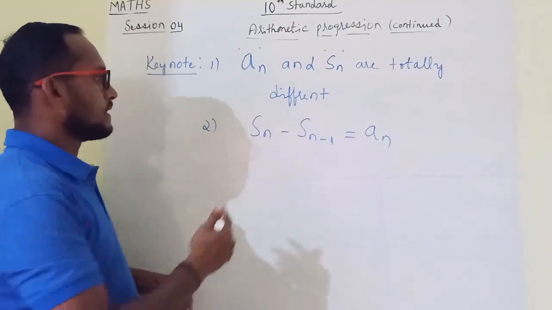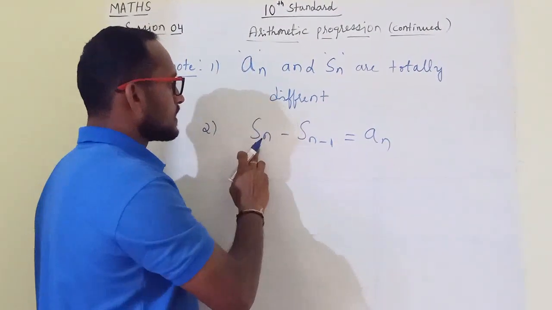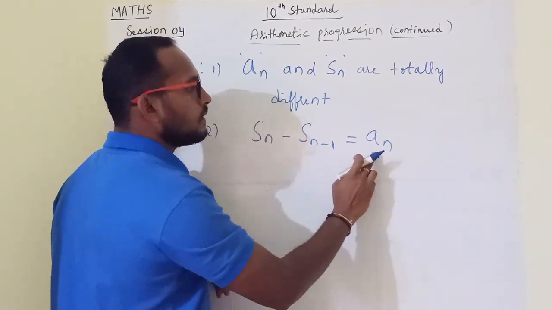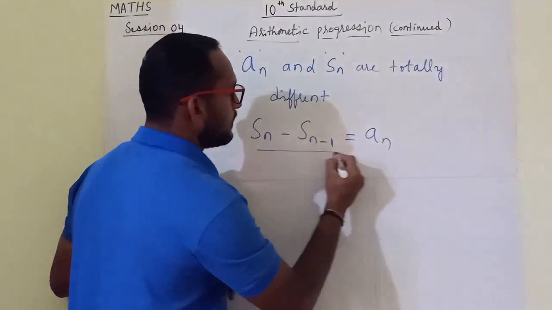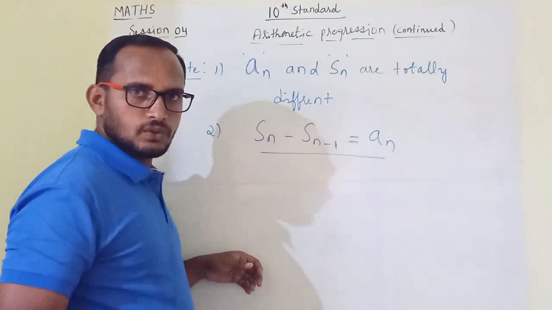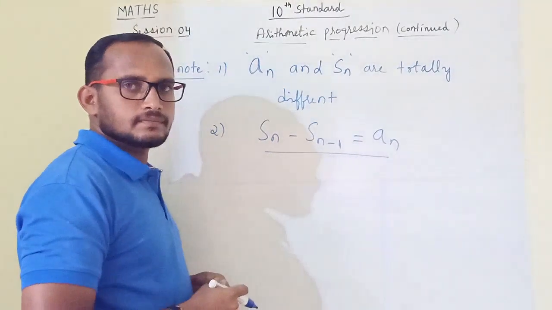And secondly, this is a relation between Sn and the preceding term of Sn, which means Sn minus S(n minus 1) will always give you an. So this is a fundamental relation you must know to solve different types of problems.